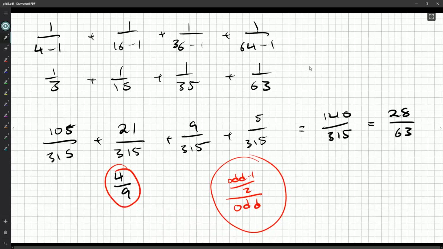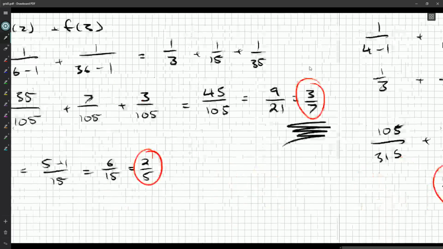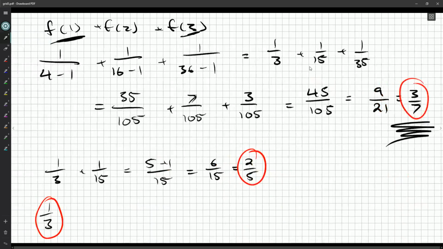Okay, and this would be if we added up all the way to f4. Well, how do I get 9 from 4? You double it and add 1. And so your n goes on top, and that's exactly what's happening. We added up to 3 here. It'd be n over 2n plus 1, and that's the answer.